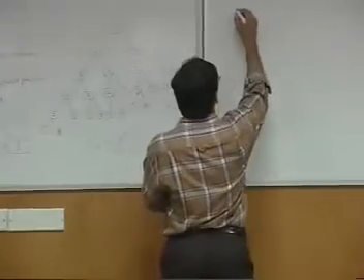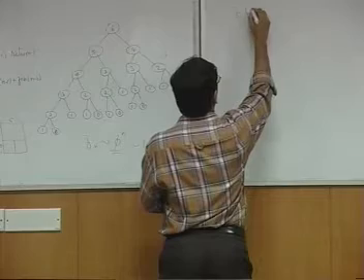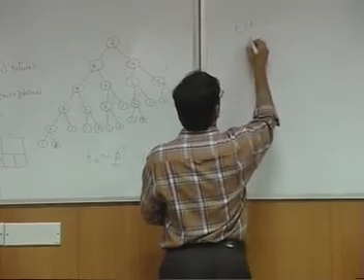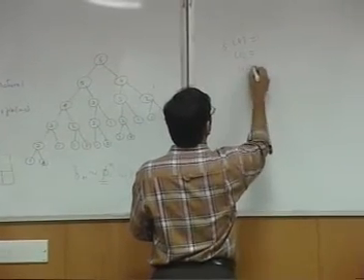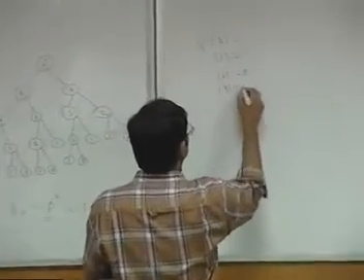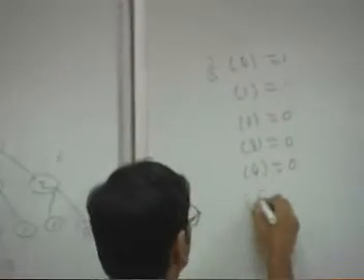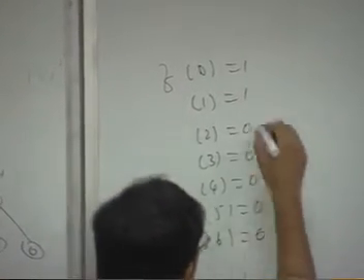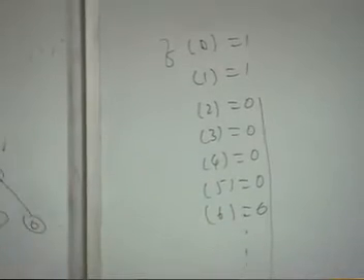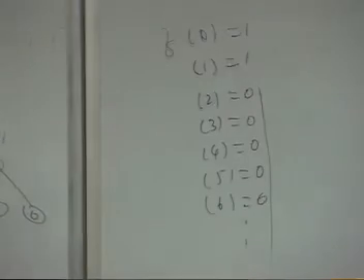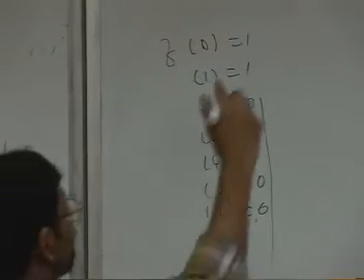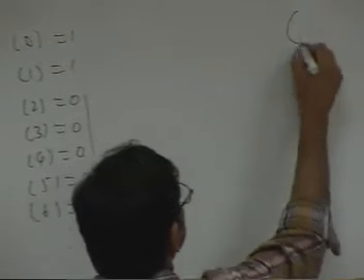So I am going to have an array f: f0 is 1, f1 is also 1, and f2, f3, f4, f5, f6 are all initialized to 0. It is not computed yet. Okay. Now I am going to start with 6.